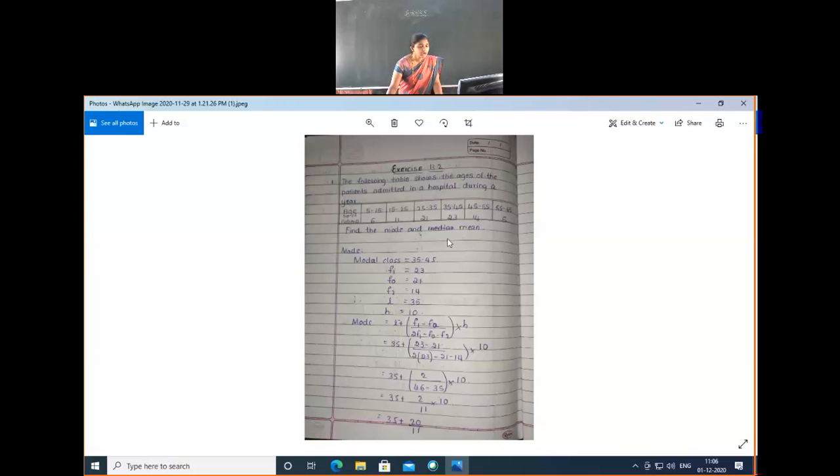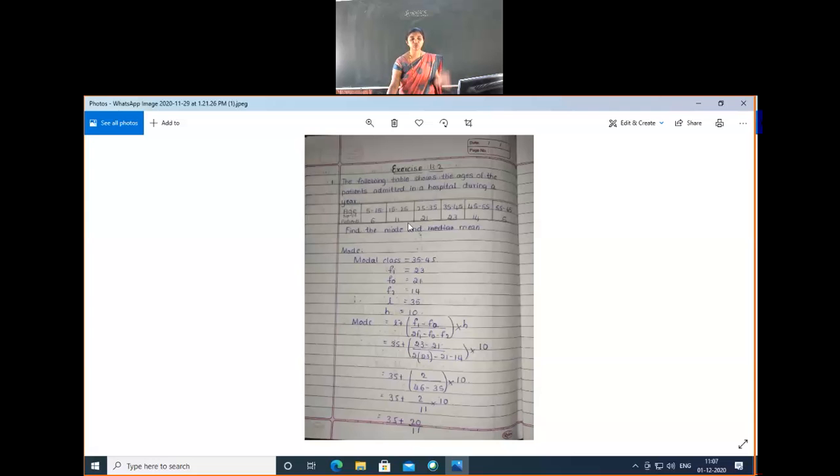See, first question. The following table shows the ages of the patients admitted in a hospital during a year. This is the data. Find the mode and mean. They have asked two questions here, mode and mean. For mode, first you have to choose the modal class. So which is the modal class?